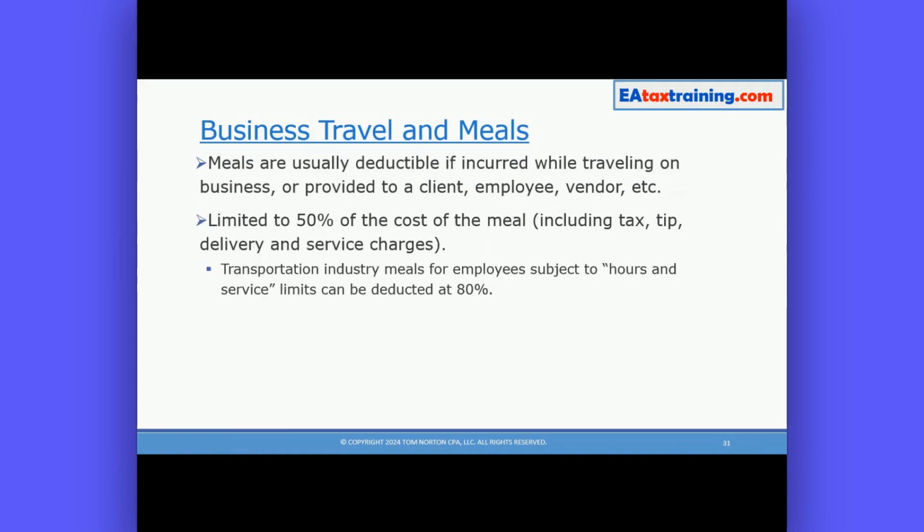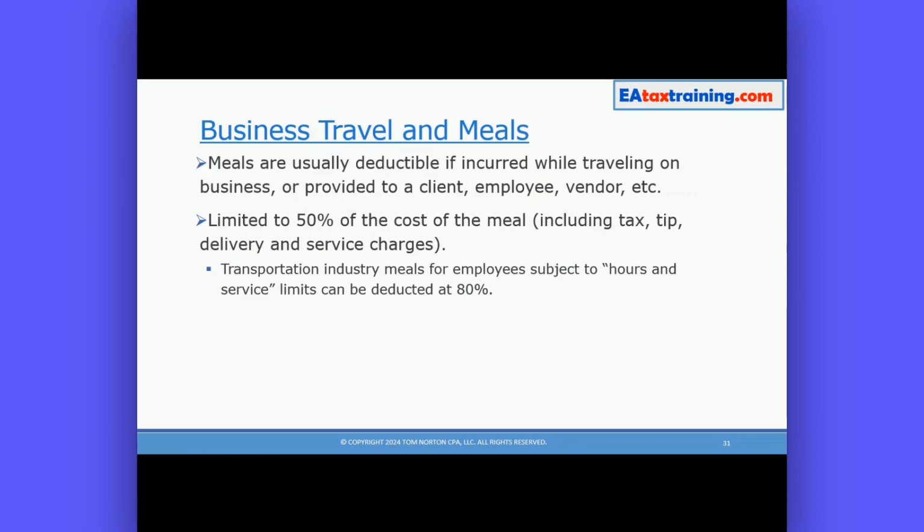Meals. We'll talk about meals. They are usually deductible if incurred while traveling on business or provided to a client, employee, vendor, etc. However, they are limited to 50% of the cost of the meal, and that includes the tax, tip, any delivery or service charges. So this is one of those book to tax differences that you will find very commonly.